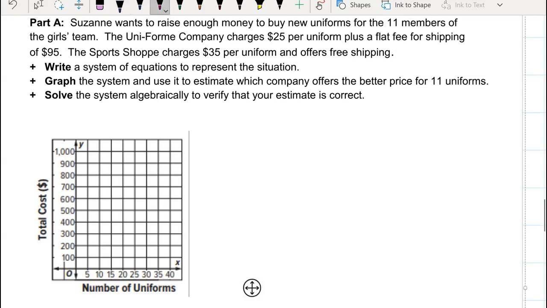Okay, first we're going to underline the keywords to set up the equation. Suzanne wants to raise enough money to buy the new uniforms for 11 members, so we know that we need 11 uniforms. The Uniforme company charges $25 per uniform, and a flat fee, which means a one-time charge, for shipping is $95. However, another company, Sport Shoppe, charges $35 per uniform and offers free shipping.